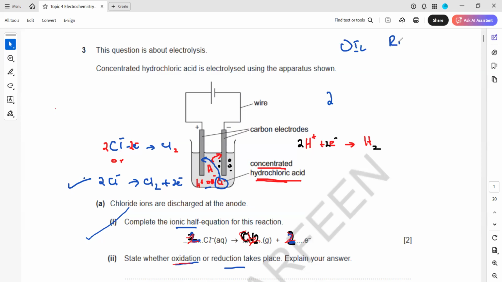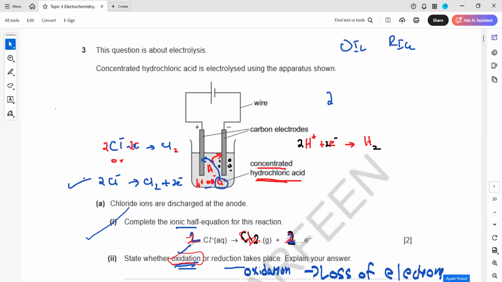Oxidation, sir. Oxidation is a loss, reduction is a gain. So what change is this? It says oxidation. And whenever you write oxidation or reduction, you always use the term electrons, like it's a loss of electrons or a gain of electrons. So you will say this change is oxidation. And why is this change oxidation? Because it is a loss of electrons. Like the full answer we have to write, right? Yes, it says explain your answer. That's why the second mark is for explanation. 1 mark is for saying it is oxidation. 1 mark is for the explanation that it is a loss of electrons.